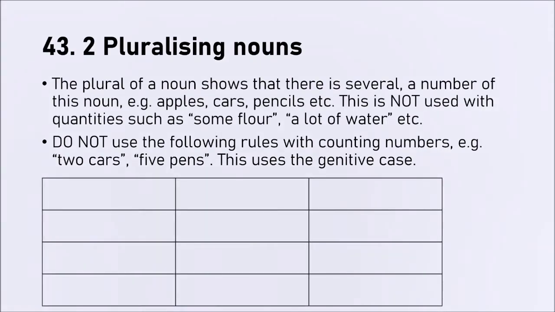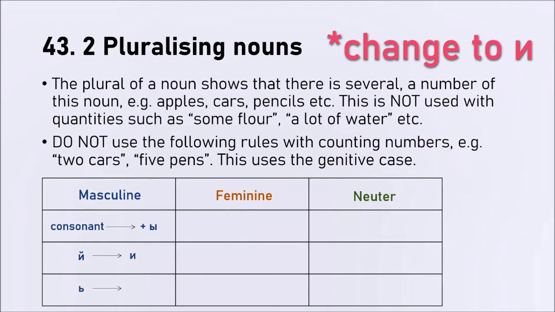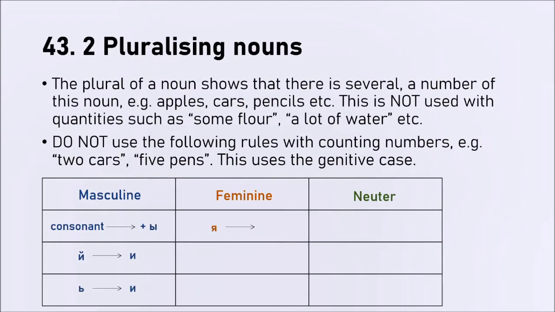So again, we're just going to look at another table. Masculine, feminine, and neuter. Here are the general rules. If a masculine noun ends in a consonant, you just add on the letter Ы. If it ends in the y sound, you just add on И. If it's a soft sign, you also add on И. For feminine nouns, the я changes to И. А changes to either Ы or И, and this depends on the preceding consonant.